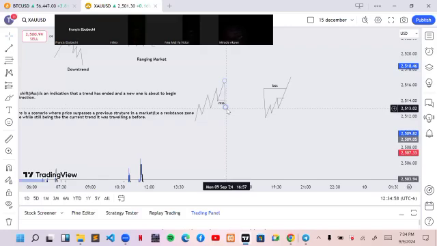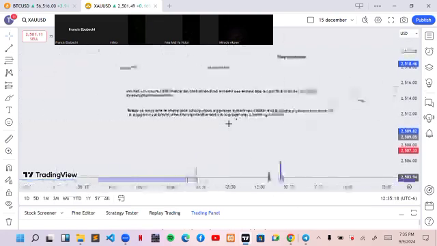You understand? So that's the difference between break of structure and market structure shift. In market structure shift, you're taking a trade in the opposite direction after there's a market structure shift. In break of structure, you're taking a trade in the same direction that market was traveling at before. That's the difference between break of structure and the market structure shift.